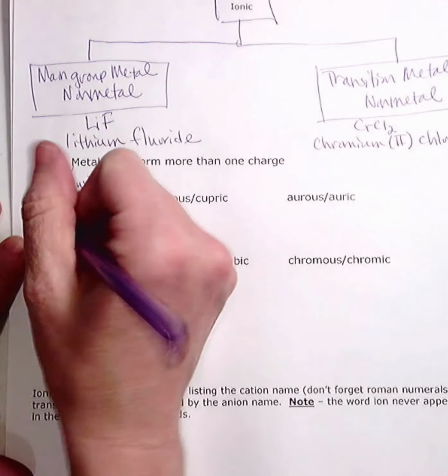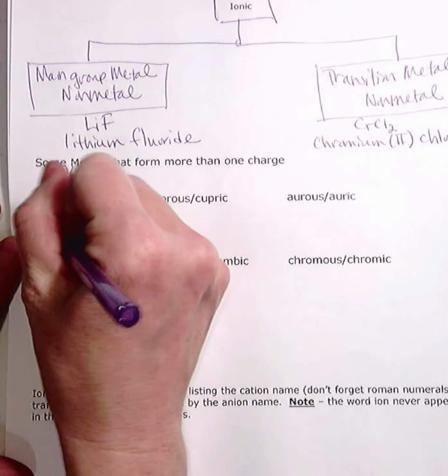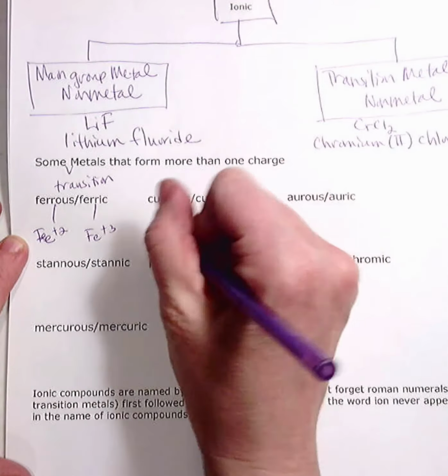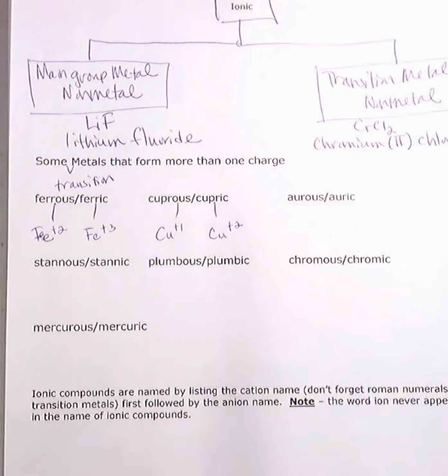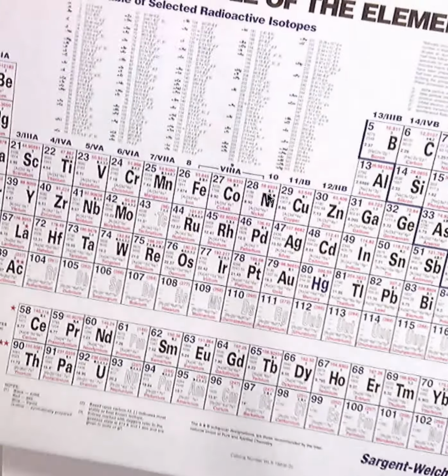Ferrous, ferric, this is the lower charge, +2. This is +3. Cuprous, +1. Cupric, +2. And this is the little number that I'm getting off the periodic table. Let me show you in just a second. So this is when I joke around that it would be nice to have a periodic table tattoo.